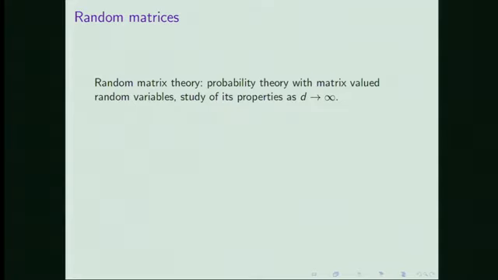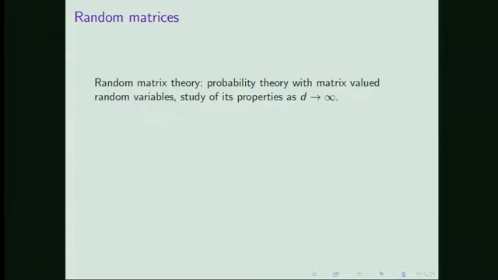So first of all, a very quick reminder about random matrix theory. Random matrix theory, one may say, is just probability theory, but instead of having complex or real valued random variables, the values of the random variables are matrices, and there we have some extra multiplication, some extra structure, eigenvalues, and so on.